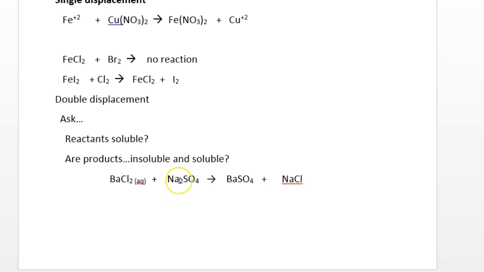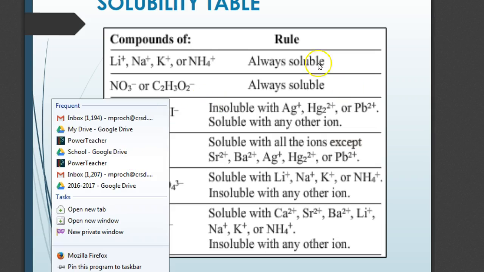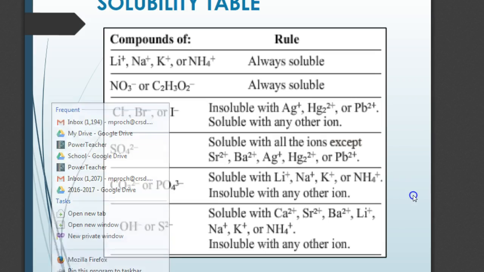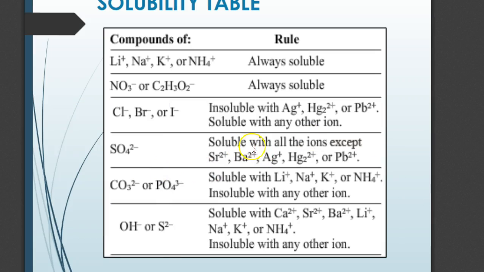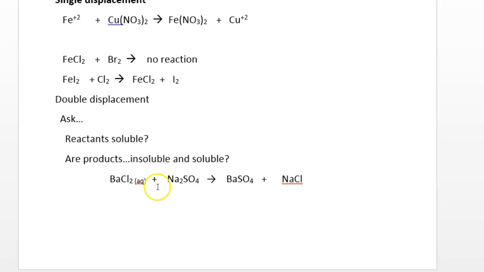So then we go to sodium sulfate. So we go to that list again. We look for sulfate. Your sulfate soluble with, except strontium, barium, silver, mercury, and lead. That's not the case. This is sodium. And we can even look at sodium, always soluble, so we know that that is soluble as well. So we just put AQ after that.